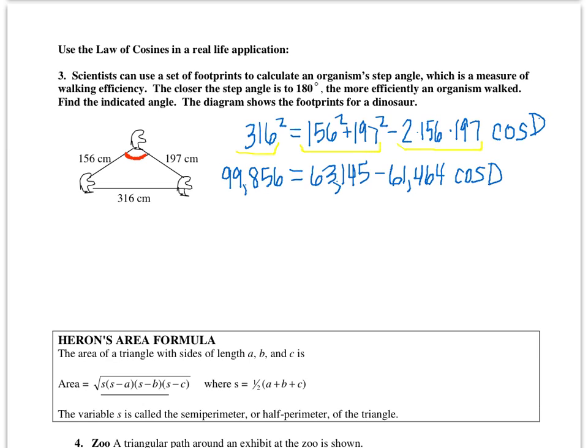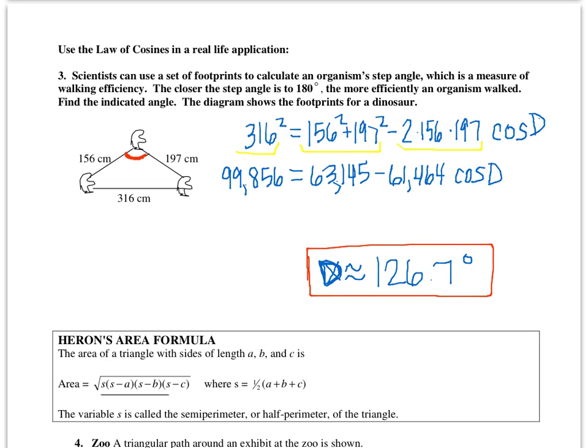Okay, you should have tried this one on your own, and doing this one on your own, you should get D, because I used D in this one, I wanted to use D for dinosaur, is about equal to 126.7 degrees. So if you did not get that answer, go back through, check your work, see if you can figure out where your mistake is. I want to be able to see your work tomorrow when we look at the notes.